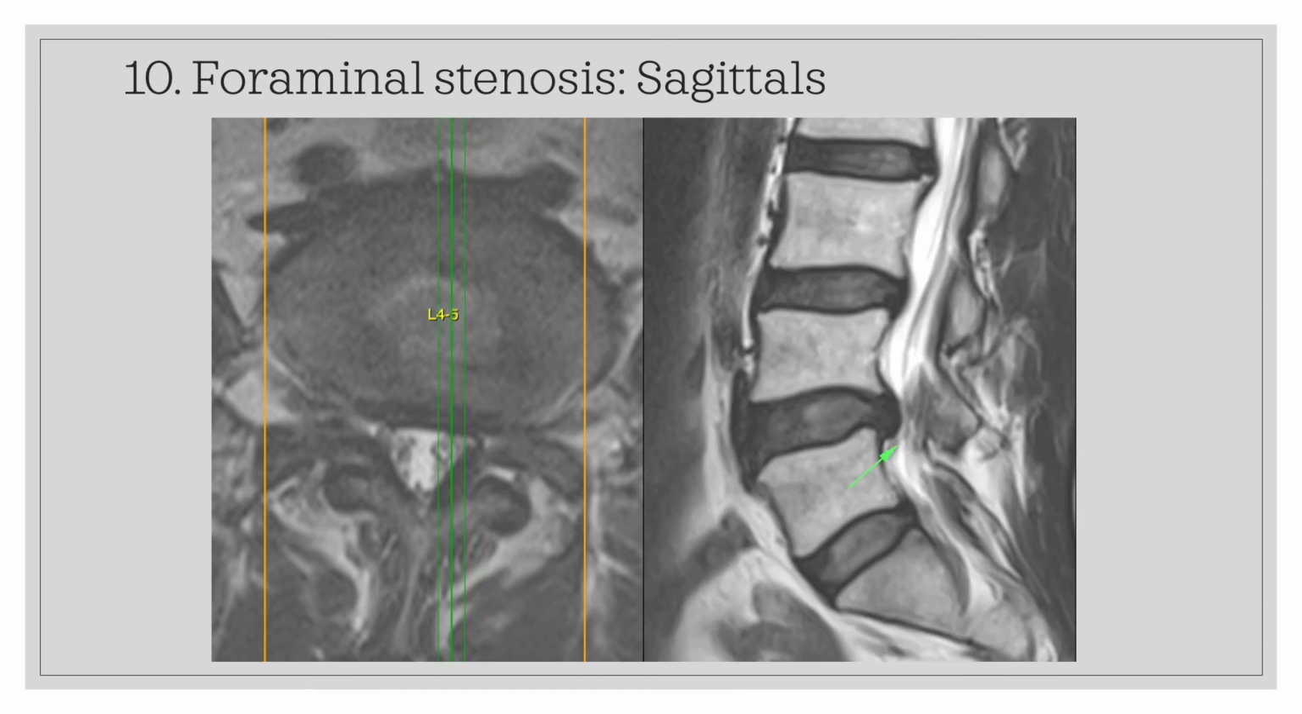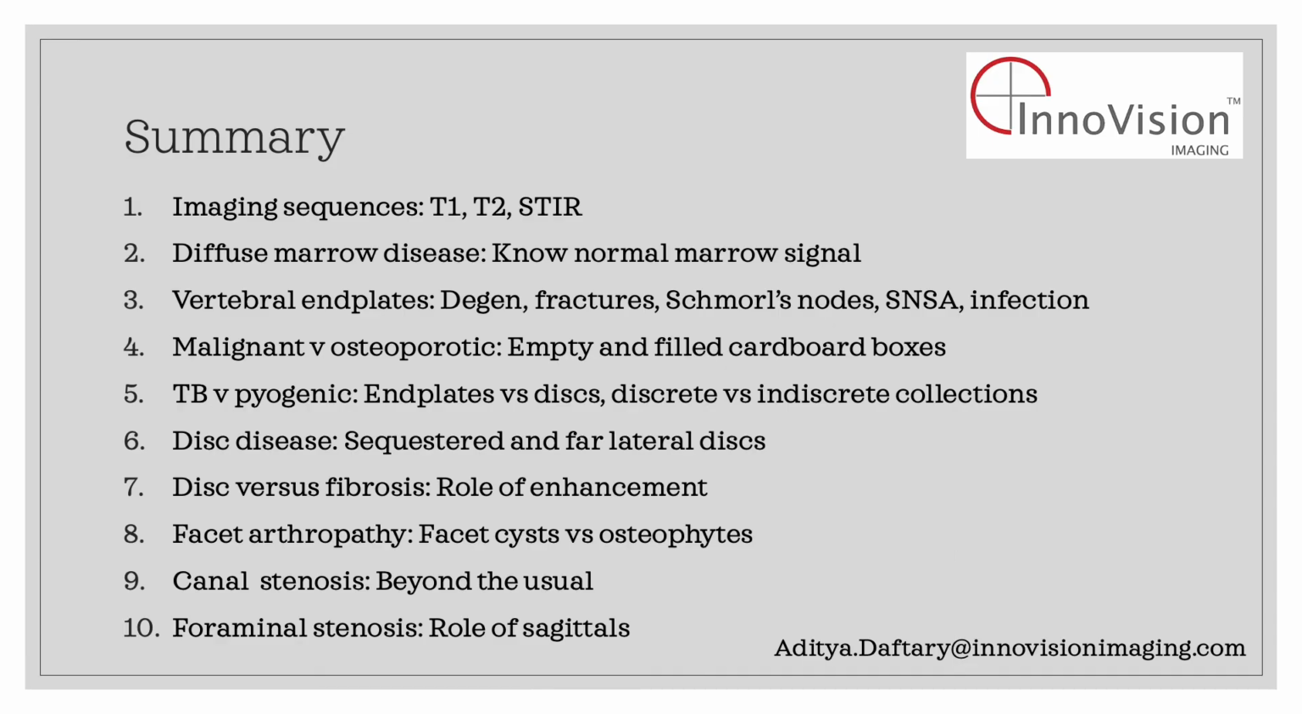So with that, I'm going to move on to a summary slide and talk about some of the things that we've discussed. We've talked about some imaging sequences. I hope you've understood the importance of T1, T2, and STIR images and telling the difference. We've talked about diffuse marrow disease. Remember to look at the vertebral bodies and the discs and remember their normal ratios on different imaging sequences. We talked about vertebral end plate changes from degenerative changes to fractures, Schmorl's nodes, inflammatory arthropathy, and infection. We talked about malignant versus osteoporotic fractures and this analogy of empty and filled cardboard boxes.